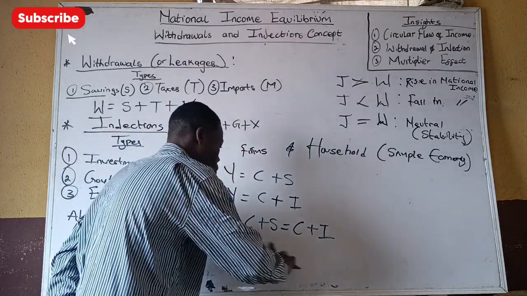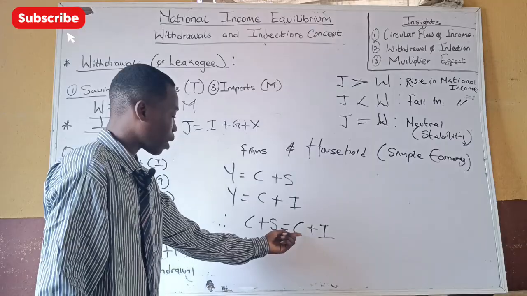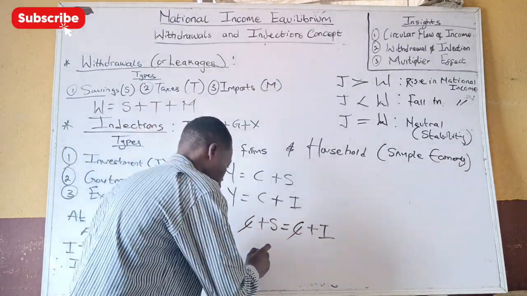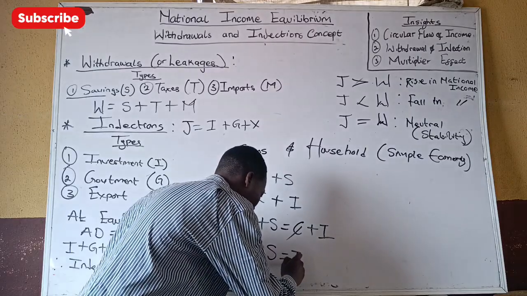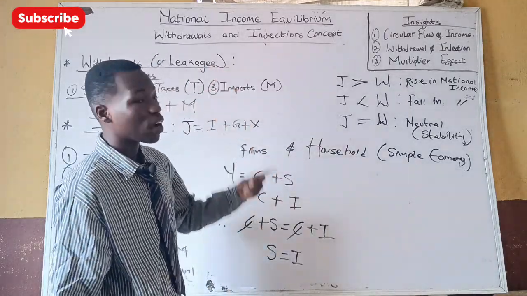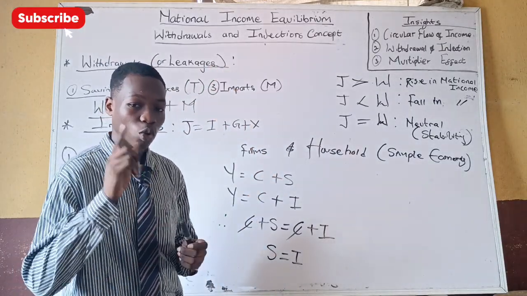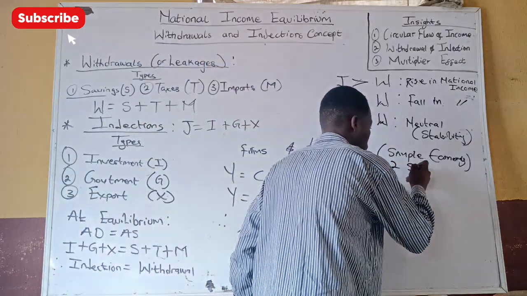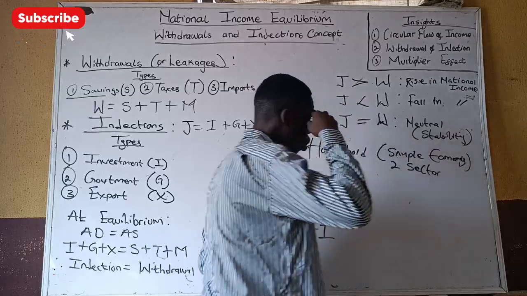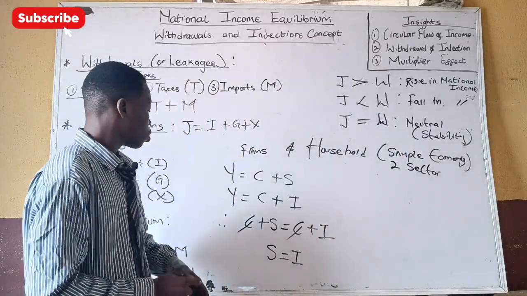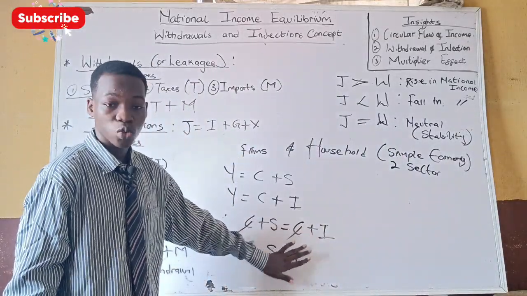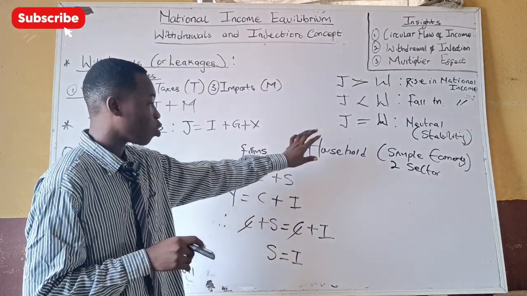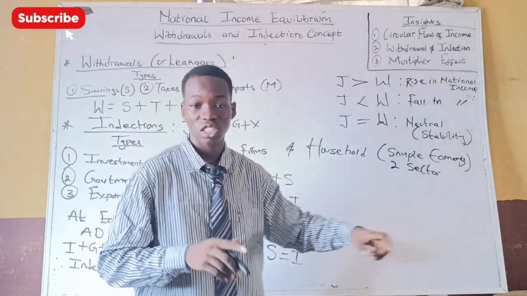when you equate this, collecting like terms, C is definitely going to cancel C. So these two will cancel out each other. So we have S is equal to I, which simply means that when we are talking about the national income equilibrium under the two sector model, that is the simple economy, or you can say two sector economy, the saving is equal to what? Investment.